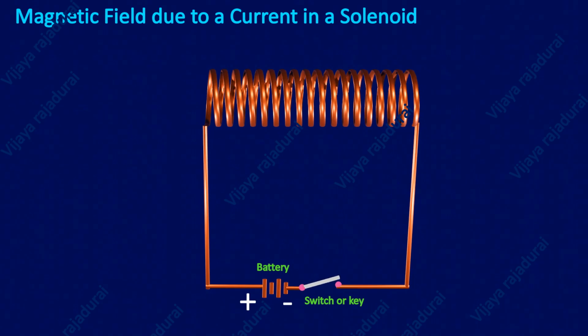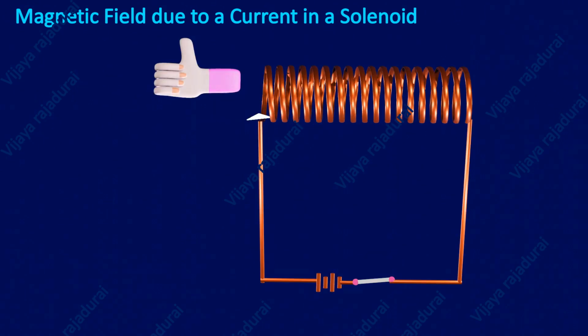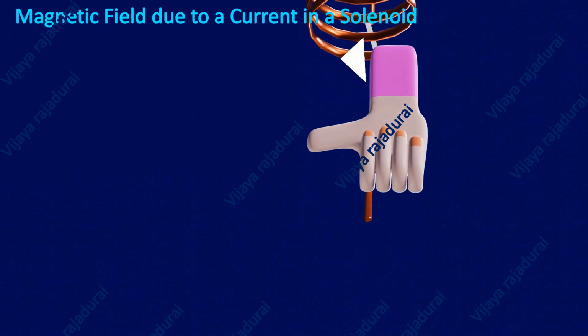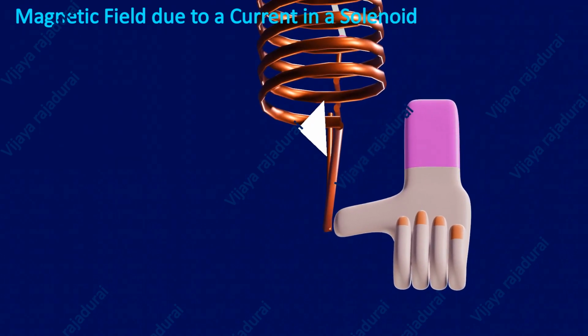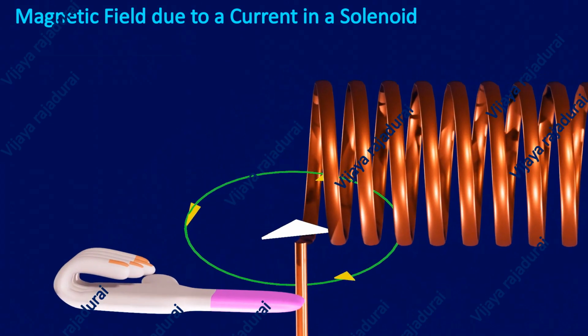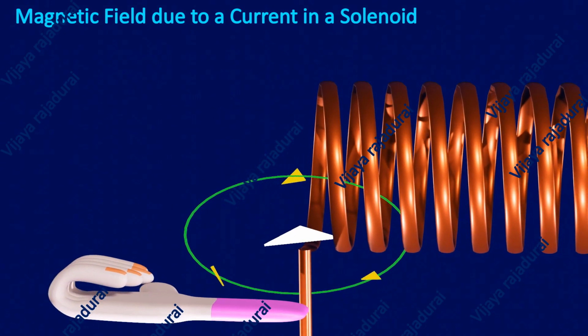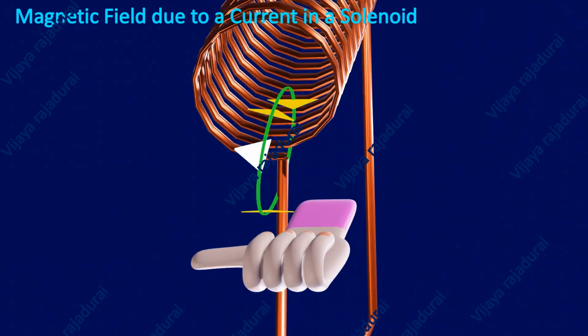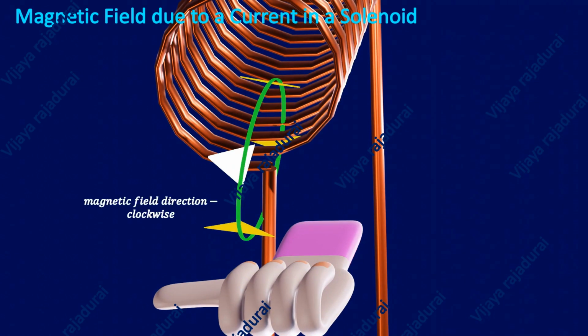When the switch is closed, current flows from the positive terminal to the negative terminal. In the solenoid, we see the direction of the magnetic field according to the right hand thumb rule. If the direction of the thumb shows the direction of current, then the other curled fingers show the direction of the magnetic field. The curled fingers show clockwise direction, so the magnetic field direction is also clockwise.